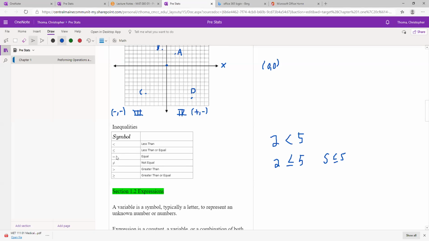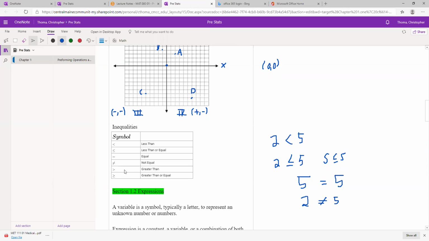Then we have our good friend, the equal sign, right? So 5 equals 5. That's one we're pretty much comfortable with. It's not really an inequality, but I still like to include it in the table just to see where it falls into the system. Then we have not equal to, which is just an equal sign with a slash through it, right? So 2 does not equal 5.